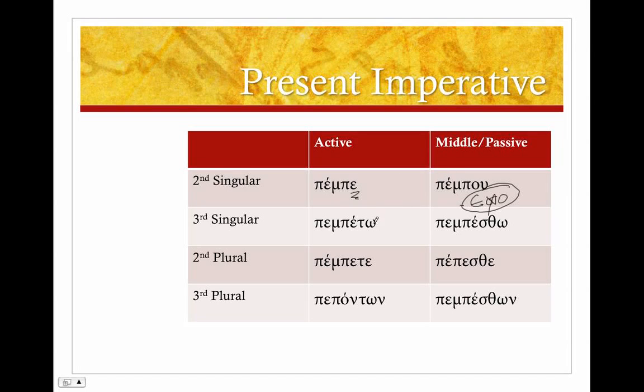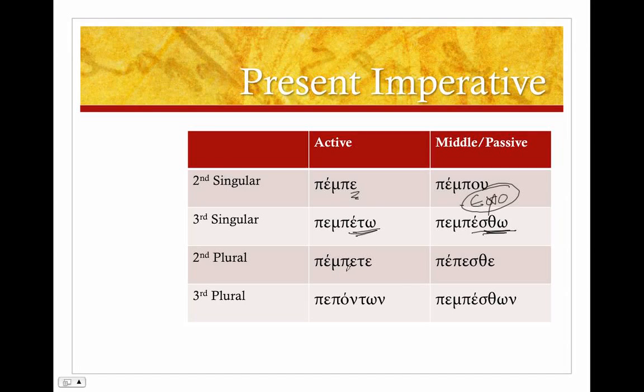And you're going to have to memorize these new endings. That's just the way it is. But as you will see, I hope, there are carryovers between the present and the aorists. Third singular, let him send, let him be sending. Pempeto. There's our ending, eto. And in the middle passive, pempesthō. Right, remember this ending here. That will be useful. You'll see that again and again.